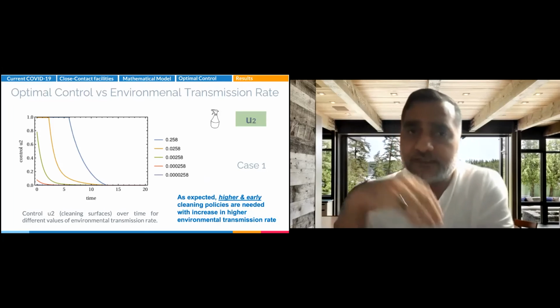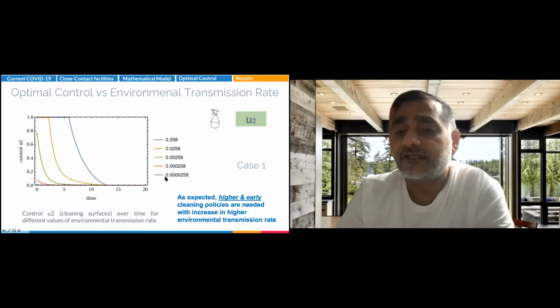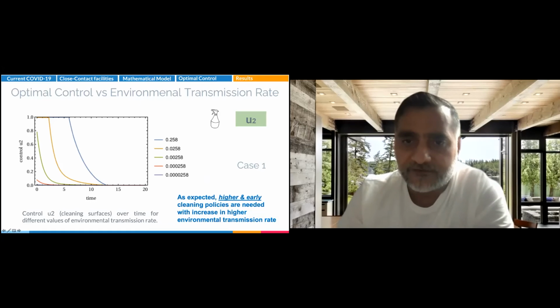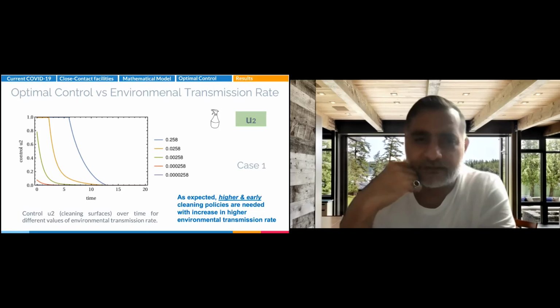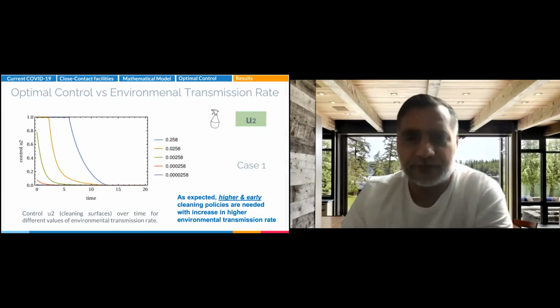Also, the environmental transmission that was happening in our model was very loosely estimated. There was a lot of uncertainty, so we wanted to see the impact of that. As we increased the environmental transmission, we expected that higher and earlier cleaning policies are needed. So you see that as we go towards the blue, these are the environmental transmission rates, the amount of transmission that is occurring from the environment. The higher it is, the more we will have to use the cleaning interventions, and you have to maximize your efforts early on. Which is expected in that case, but the dynamics were maybe not absolutely as expected, but yes, it was expected.